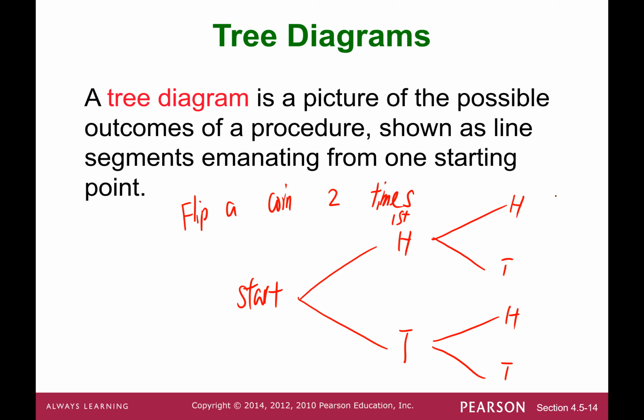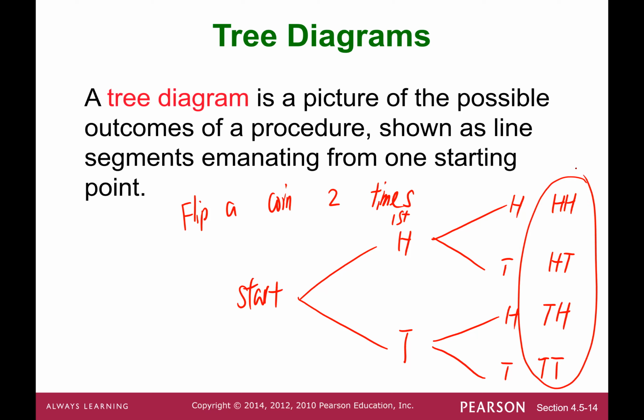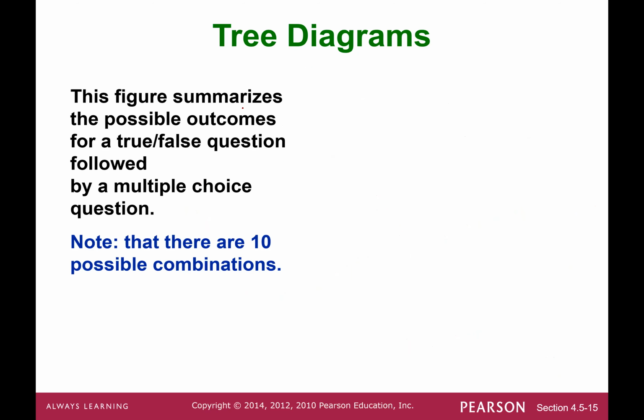So it's head, tail, head, tail. So we have 4 outcomes, right? That's what we call a tree diagram, and this is exactly the demonstration of the tree diagram. So basically, you can list all the possible outcomes by using the tree diagram. Okay.